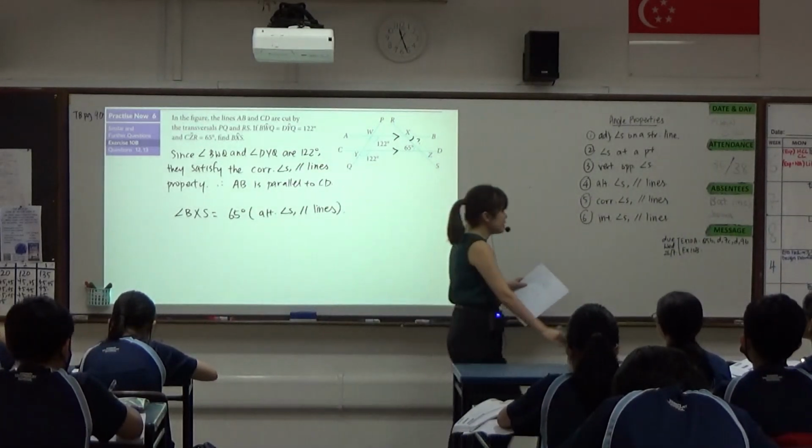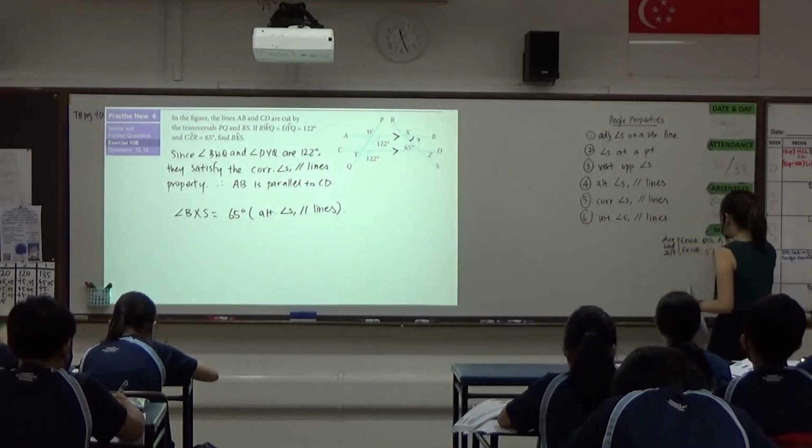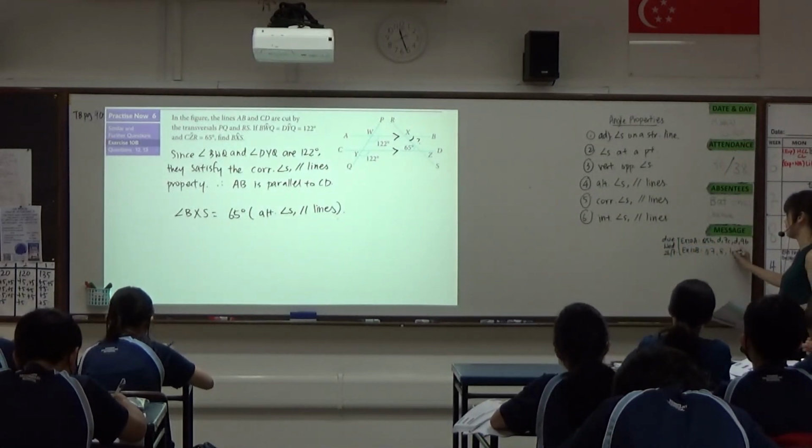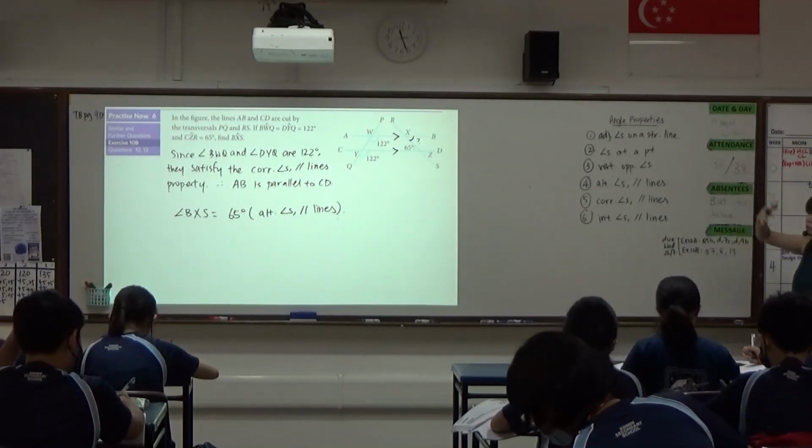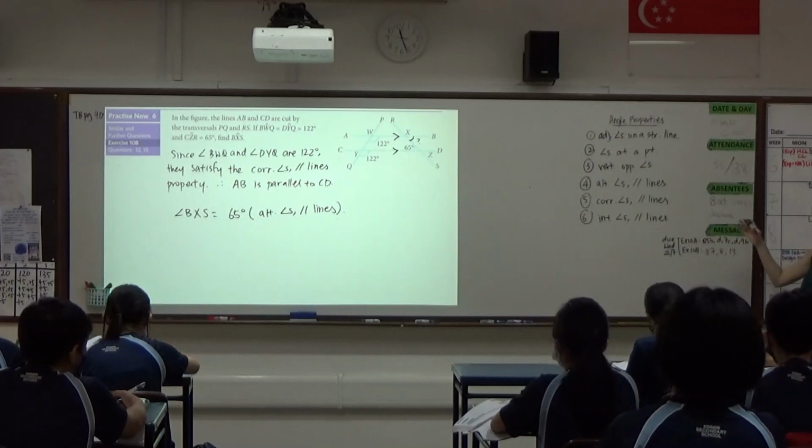Okay, for exercise 10B homework, just 3 questions, 7, 8 and 13. You may all do it on continuous loose sheets. Just make sure you have the header.